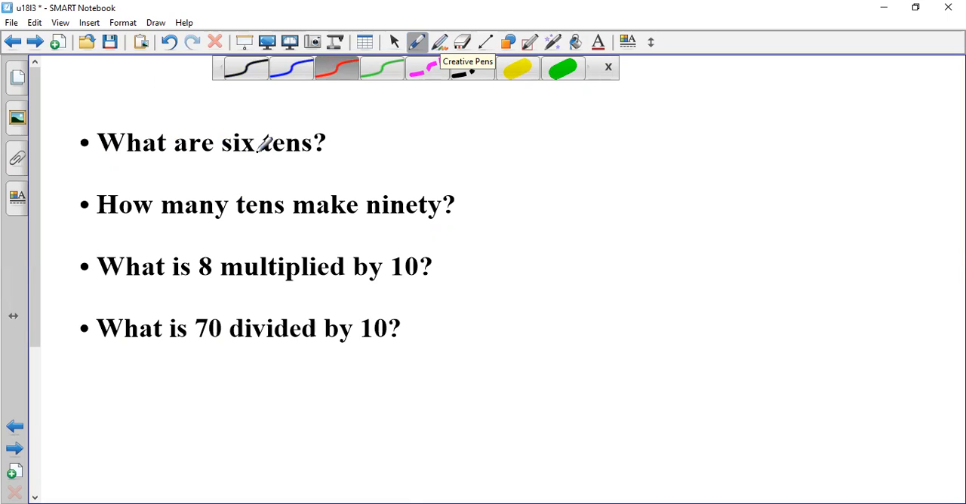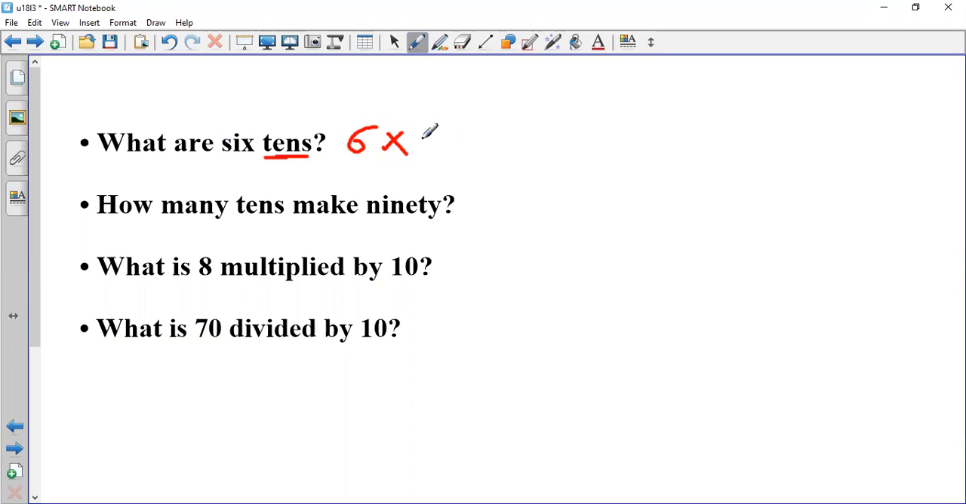What are 6 tens? When I say 6 tens, this means I will repeat the 10 6 times. So as the multiplication sentence, 6 multiplied by 10. I know that 6 multiplied by 10 is 60. So here I multiplied the 10 by 6 and it became 60.